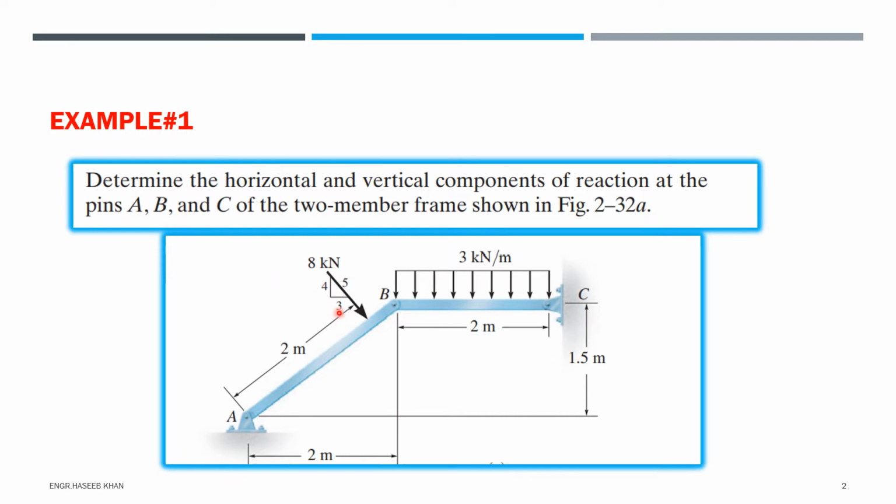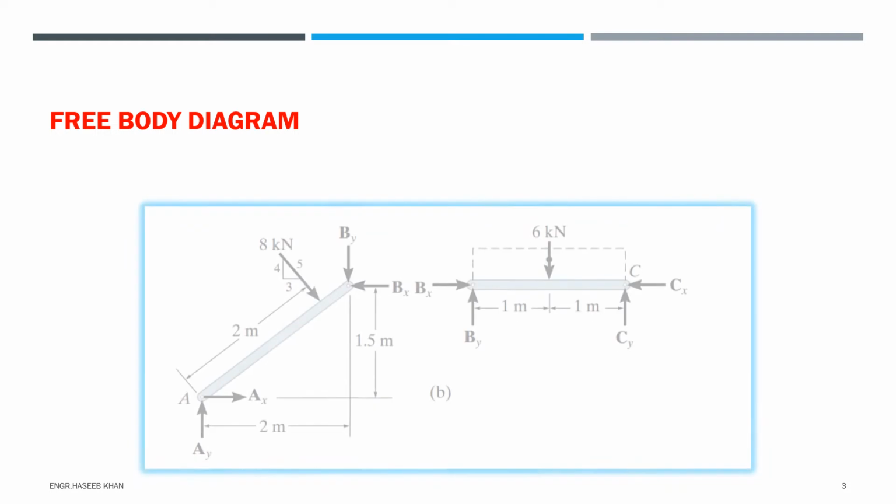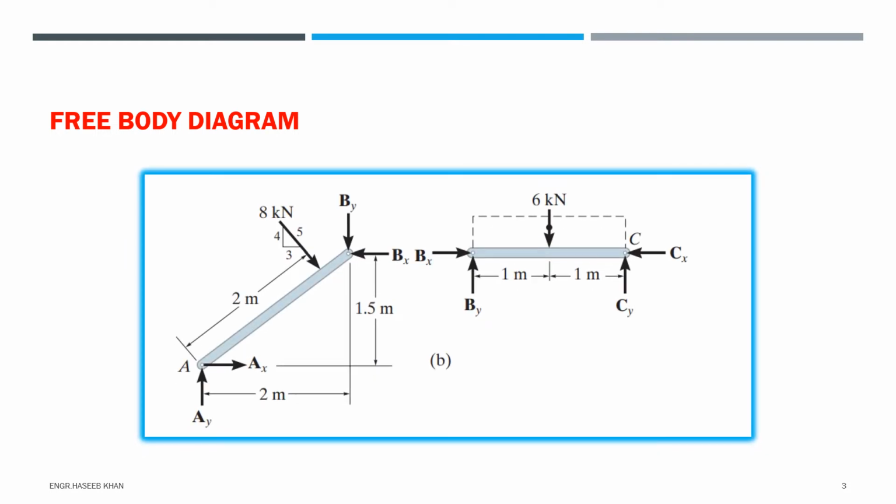We have a point load here and we also have a uniformly distributed load here. We have different geometries, we have different arrangements of our structures. So let's find out the reactions of the structure at point A, point B and point C. So let's start our solution. First of all, we have the free body diagram. So this is the free body diagram of the structure.